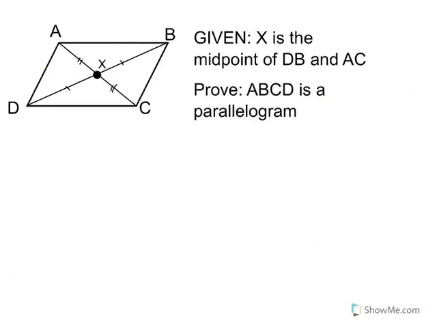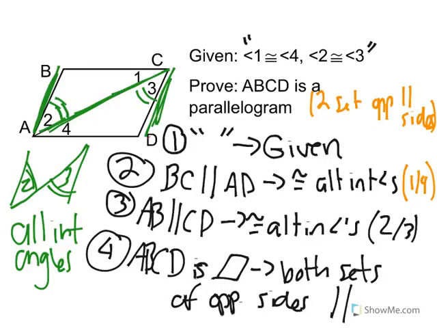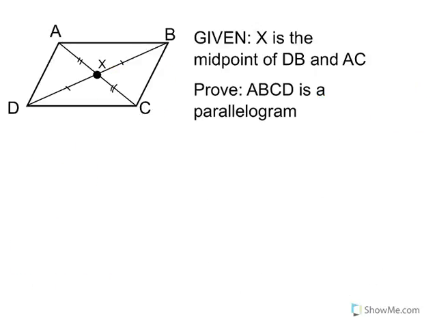Okay, so let's look at another. We're told that X is the midpoint of DB and AC. We're still trying to prove that ABCD is a parallelogram. So our goal is still the same as in that last problem, where we want to show that you have two sets of opposite sides that are parallel. So we're going to end with the same information that we ended with in this example. So these steps 2, 3, and 4 are going to be the same kind of steps that we'll show in this one.